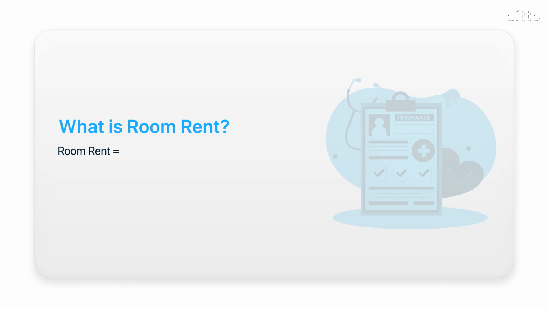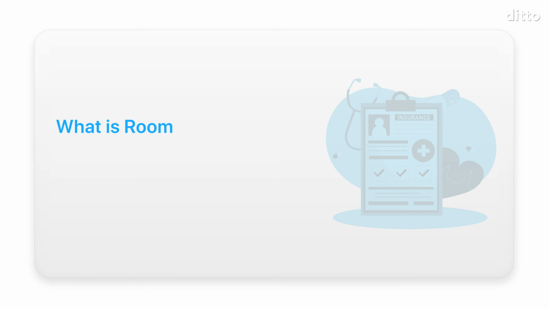Now, let's start with the basics. What is room rent? Room rent refers to the cost of staying in a hospital room per day. Simple. This includes your bed, nursing charge, and some basic services. What it doesn't include are doctor fees, surgery charges, or medication. But as you'll see, those all still get affected.